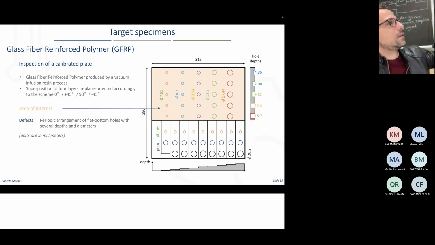This was our focus for the past analysis: a target specimen made of glass fiber and fused polymer, again with the region of interest of those flat bottom holes. I don't want to waste your time any longer.